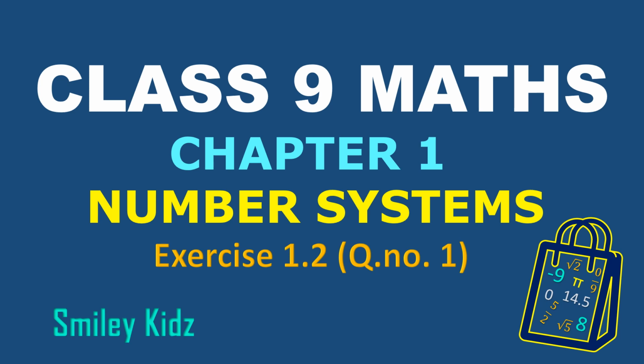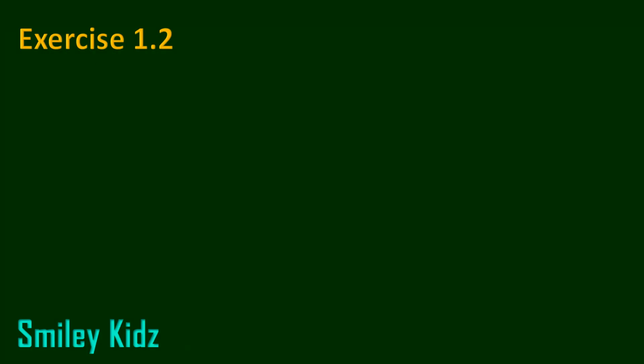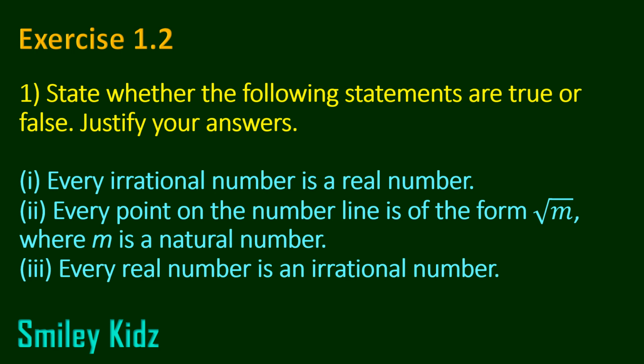In this video, we are going to see the explanation of Class 9 Maths, Chapter 1, Number Systems, Exercise 1.2, Question number 1. So let's get started. Question number 1. State whether the following statements are true or false. Justify your answers. First one we have, every irrational number is a real number.